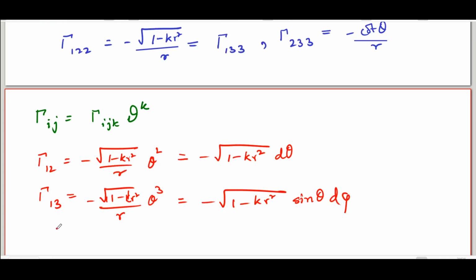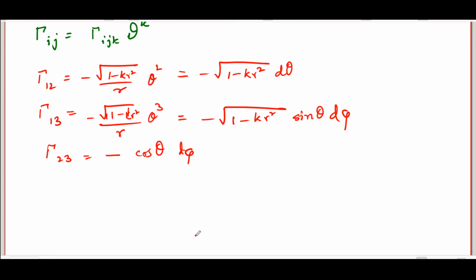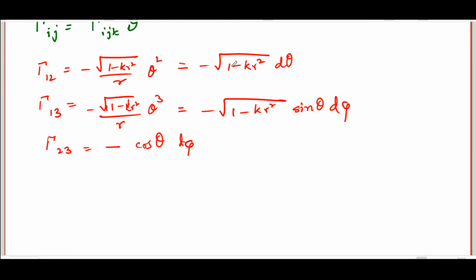And gamma 2,3, our last one, is going to be minus cotangent theta over r times theta 3. The theta 3 is r sine theta d phi. So using that, you will get minus cosine theta d phi. So now these are your only 3 non-zero gammas. So now our job would be to calculate the independent curly R_ij's. And there are also only 3 of them, R12, R23 and R31 or R13.